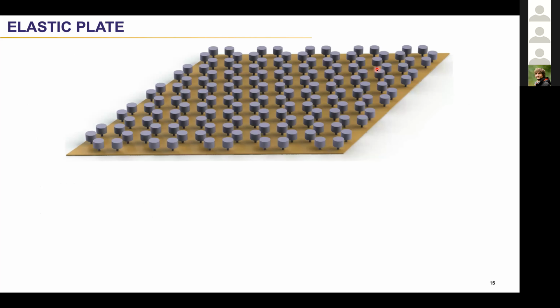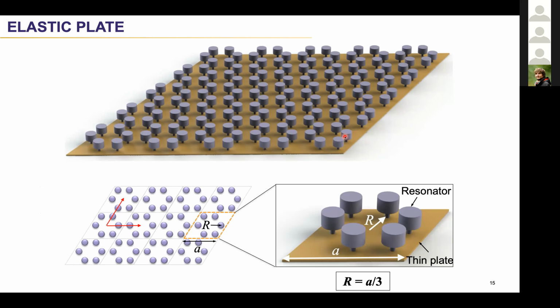So here we consider a thin elastic plate with local resonators arranged in a periodic pattern. For the dispersion properties, we take a rhombus shape unit cell that has 6 resonators like this. The unit cell length is A. R is the radius of the resonators from the center. And for the hexagonal arrangement, as you can see here, by geometry, we have R equals A by 3.